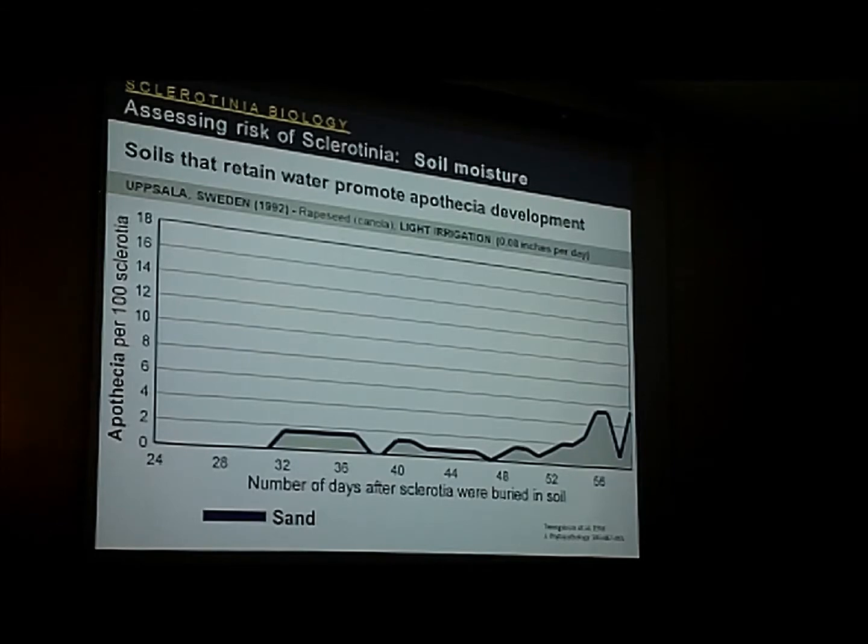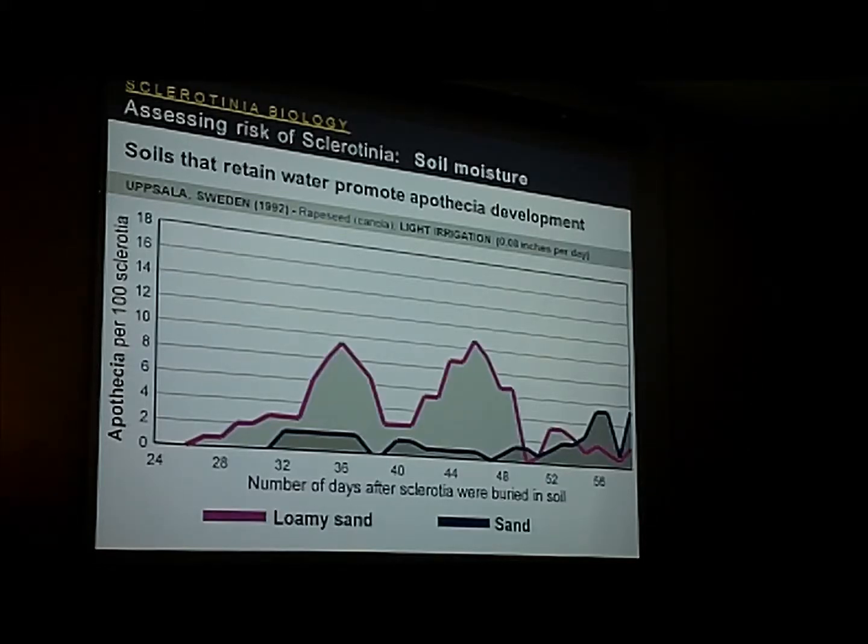Now this translates also into your soil type, because of course some soils retain water better than others. And so here they tracked the production of apothecia in sandy soils. And you got your first apothecia production 32 days after, again, this is the very frequent irrigation, 32 days after burying the sclerotia in the sandy soil. Now you take a loamy sand, which has more organic material and can retain water a whole lot better, and you get a lot more apothecia production.